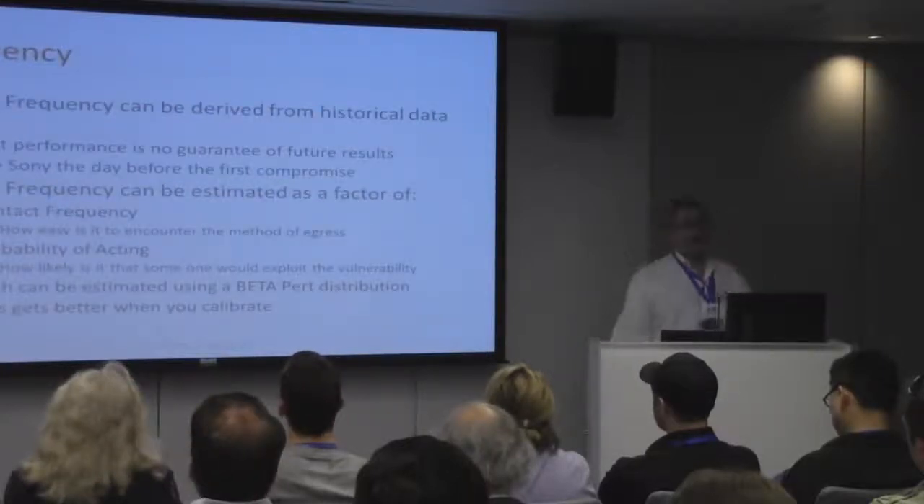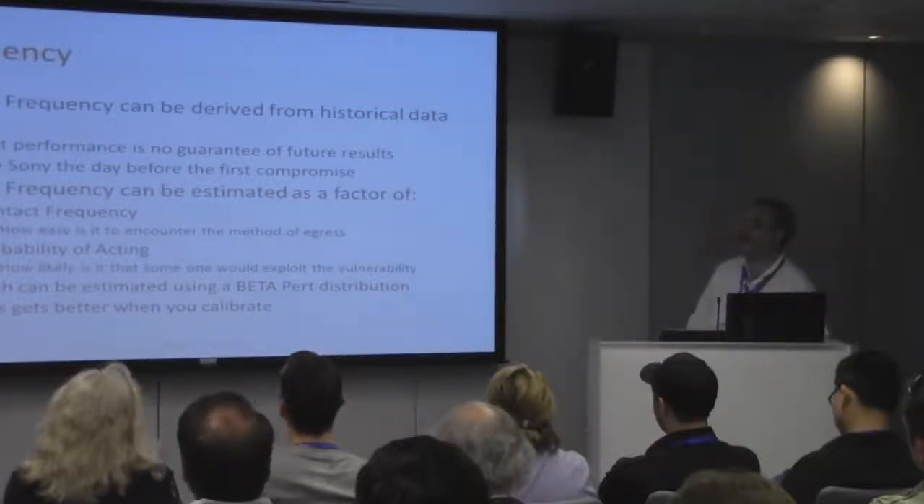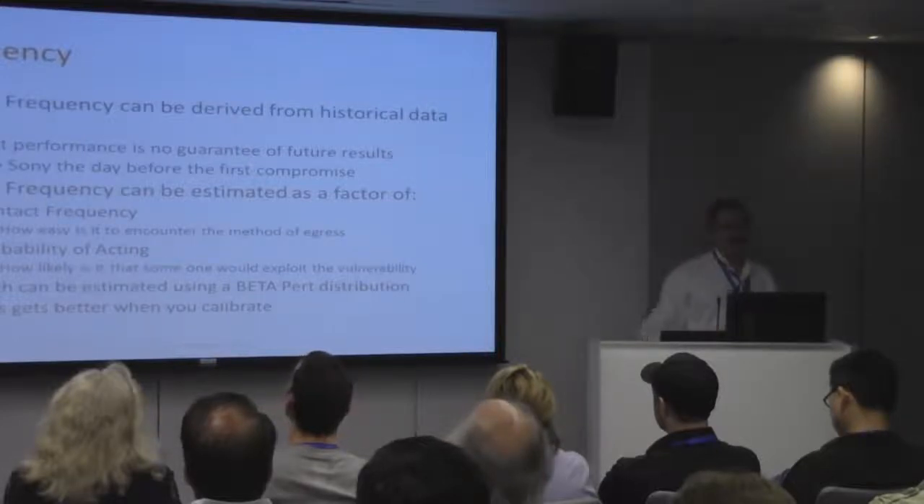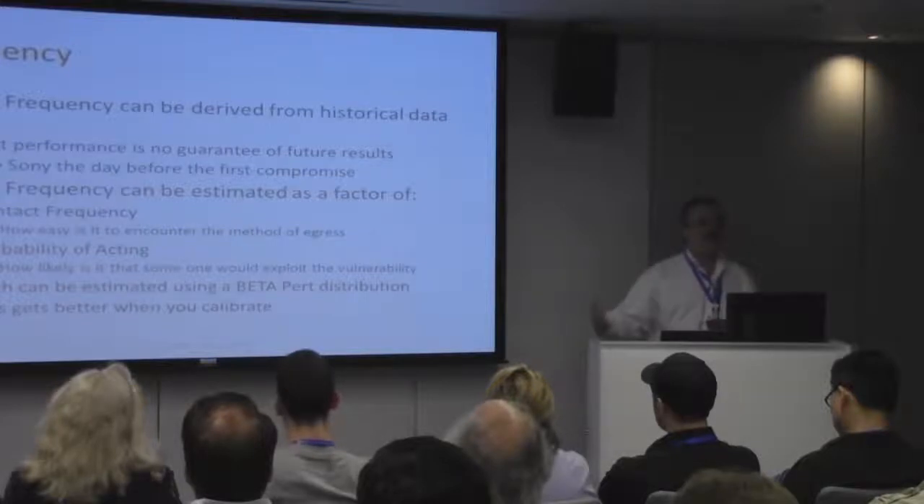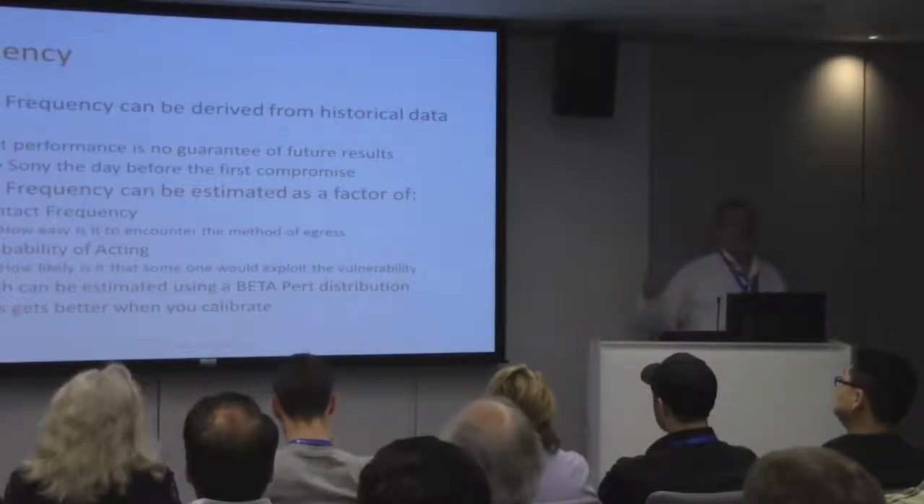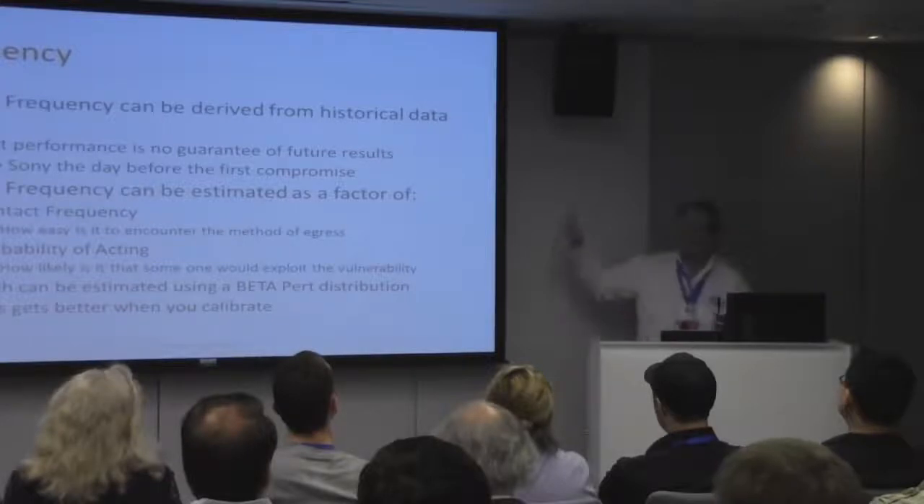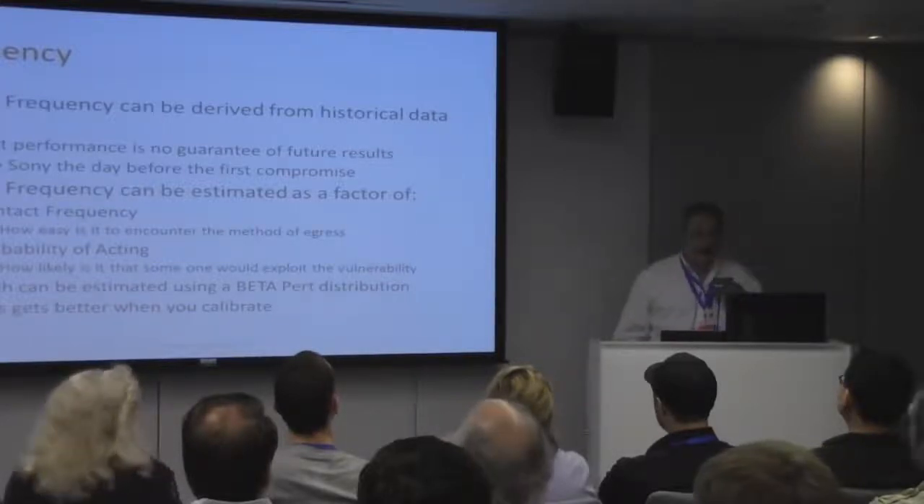Frequency can be derived from historical data, but past performance is no guarantee of future events. See Sony the day before the compromise. So taking a look at historical data to try to get a sense of what's going to happen is not exactly the best way to go about it. This is why the people who do well at the stock market don't look at historical data. They do some event frequency analysis.